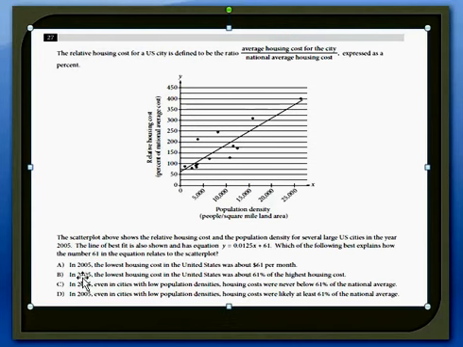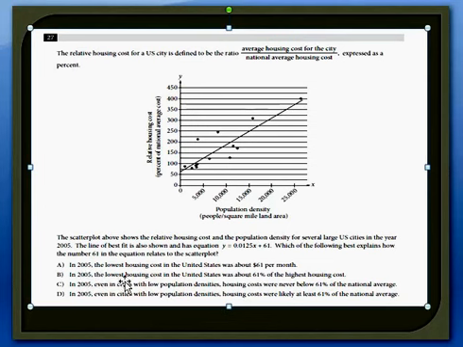So now, what are our choices? A. In 2005, the lowest housing cost in the United States was about $61 per month. That's not the answer. With the 61, we are talking about percentages. Here it says the housing cost is $61 per month. We don't know how much the housing cost is, so that's not the right one.